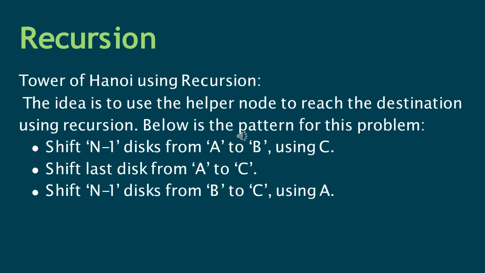Recursion. Tower of Hanoi using recursion. The idea is to use the helper node to reach the destination using recursion. Below is the pattern for this problem. Shift n-1 disks from A to B using C. Shift last disk from A to C. Shift n-1 disks from B to C using A.